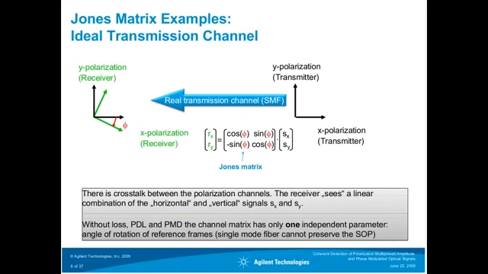Now, in case there's rotation of the polarization, like I described on the slide about signal propagation on a single mode fiber, you have, again, starting at the transmitter, the X and Y polarization. But in this case, the X and Y polarization of the receiver is slightly rotated by the angle phi. And the Jones matrix for this propagation is a simple rotary matrix. There's only one independent parameter for this, and you can easily recognize the rotary matrix here.